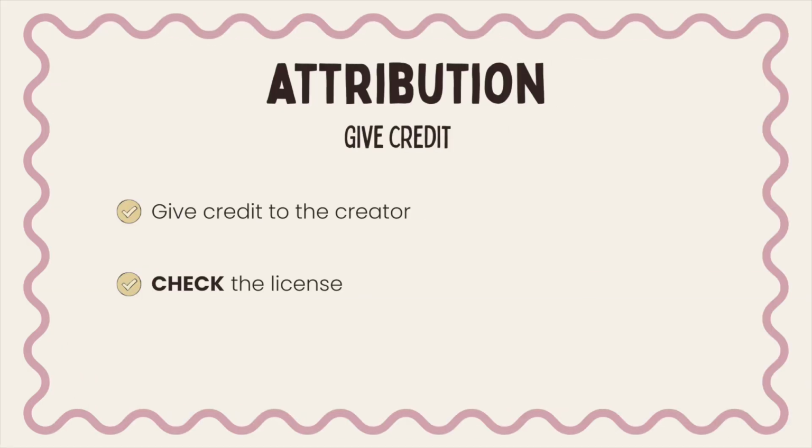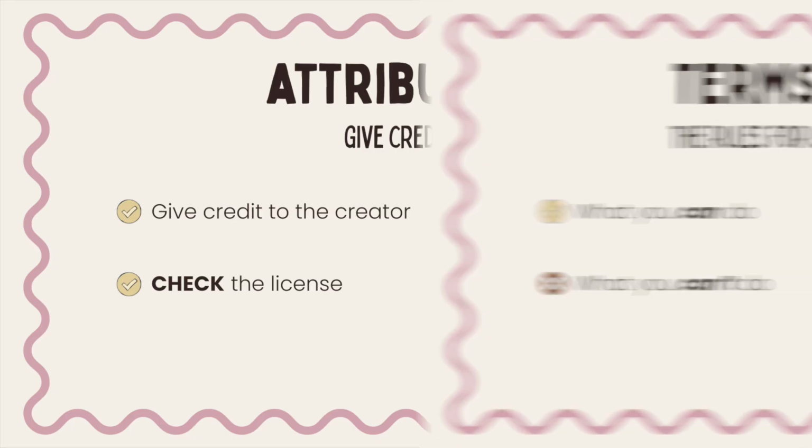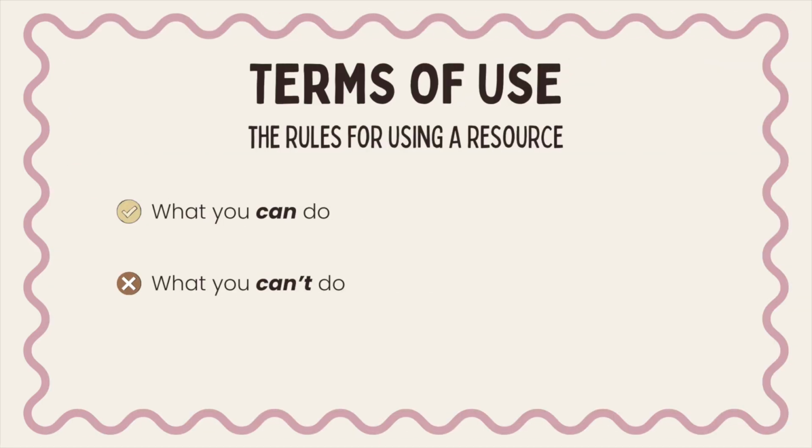Attribution simply means giving credit to the original creator. Some creators require it while others don't, so be sure to check the license before using the resource. Now, you might be wondering, okay, but where do I find all of this? That's exactly what the terms of use are for. Think of terms of use as the rulebook. This tells you exactly what you can and can't do with a font, graphic, template, or other resource. Every website has its own terms of use, so don't assume they're all the same.